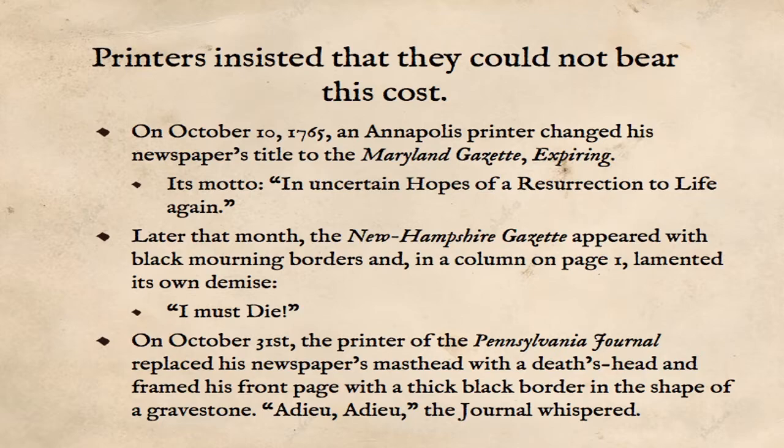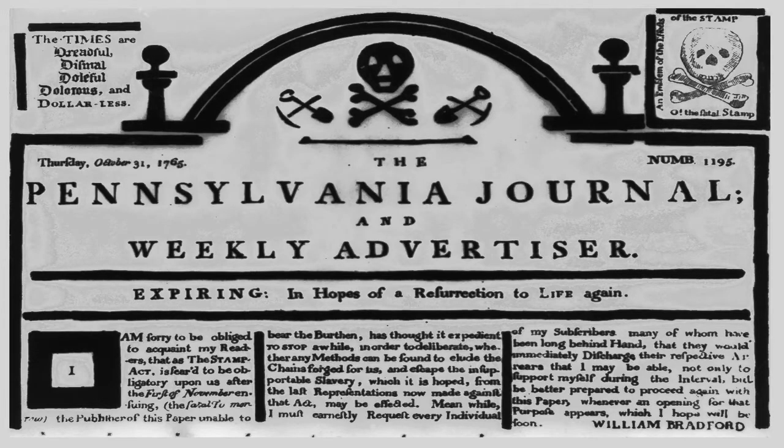I mean, they were very blunt. And the Pennsylvania Journal actually said goodbye in French. So this is an example of the Pennsylvania Journal. In the upper right, you can see where the stamp was supposed to be affixed, but it's not actually there. That is part of their masthead for the newspaper at the time. That is them complaining that the stamp was going to kill them. So that's this right here. And you could see this. That's actually in their masthead, the skull and crossbones, meaning death. And then you have the "in hopes of resurrection to life again."